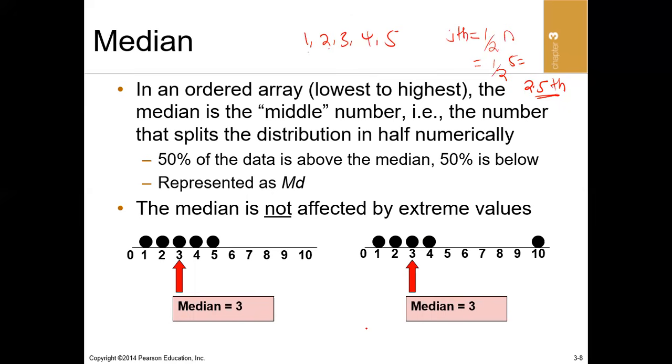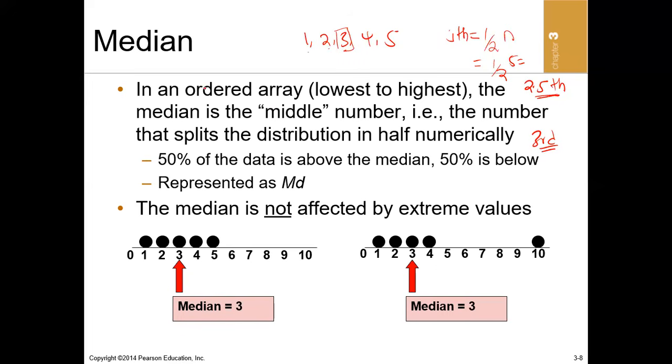So if you convert this 2.5 position to the nearest whole number, it will be the third position, all right? So the third position is by selecting 3. If you read it from forward, it's 1, 2, 3, which is the third position. If you read it backwards this way, 1, 2, 3 is the third position.